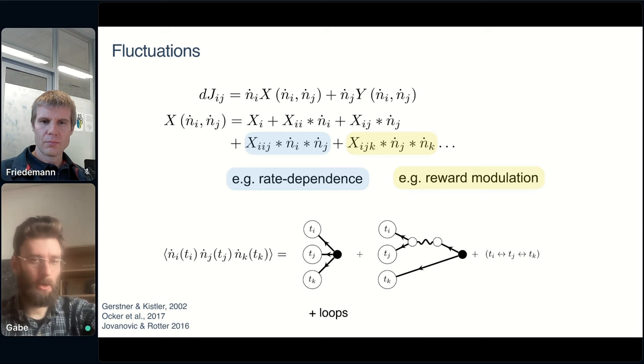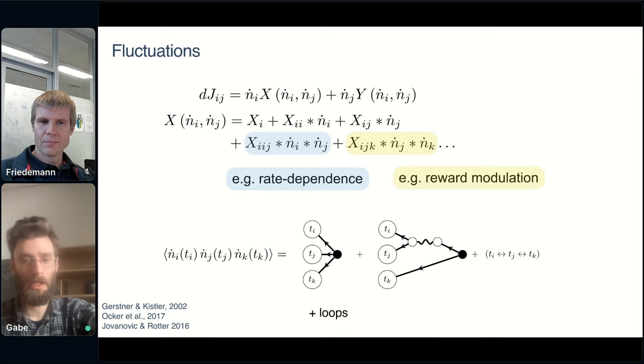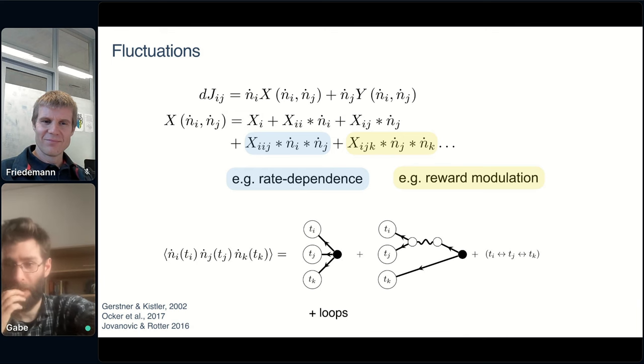And you can go and calculate, if you want to study rate-dependent or reward-modulated plasticity or supervised plasticity, you can use this machinery to calculate those higher order correlations and how they drive synaptic plasticity. I'm not going to do that myself right now. I want to do something a little bit simpler.